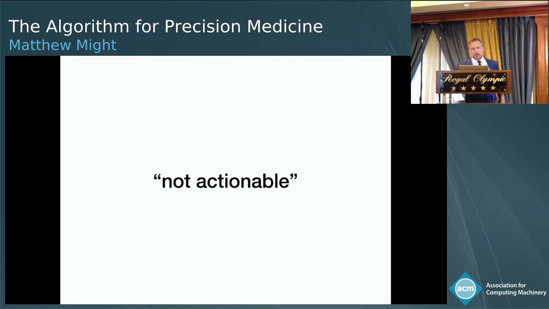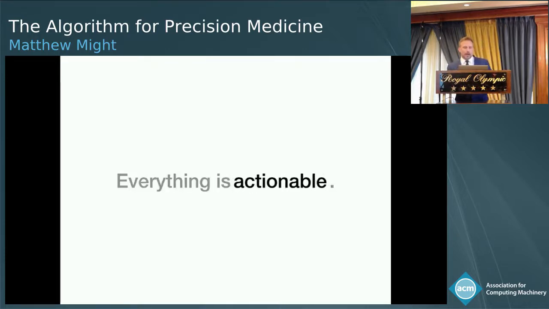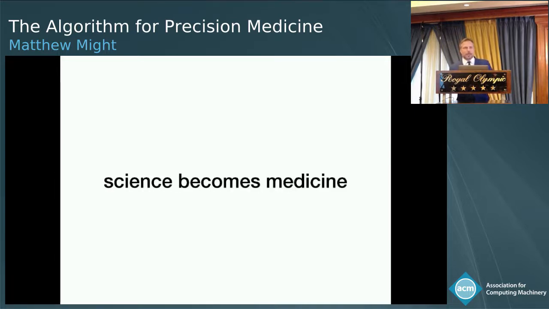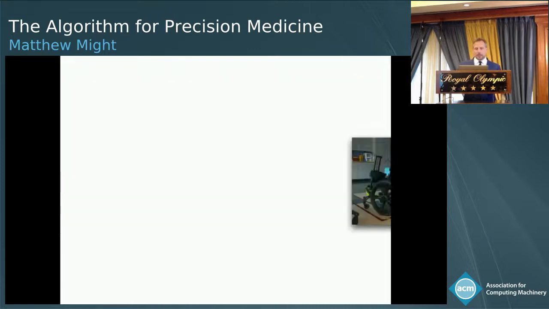And I just fundamentally disagreed with that. And I would hope anybody in this room or any scientist would disagree with that, because I believe that all information is actionable. Once you know the root cause of a disease, you should be able to do something about it. So I always contend that you can do science in the event of the not actionable, and that in precision medicine, oftentimes it's science that becomes medicine. And so when I talk about sometimes recommending an experiment to a patient, this is what I mean. Sometimes we don't have a pill to give them, but we could always recommend some kind of experiment that will get us one step closer to the pill that they need to take.